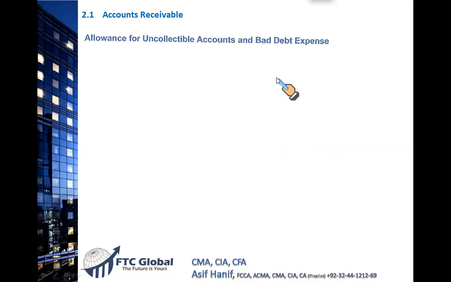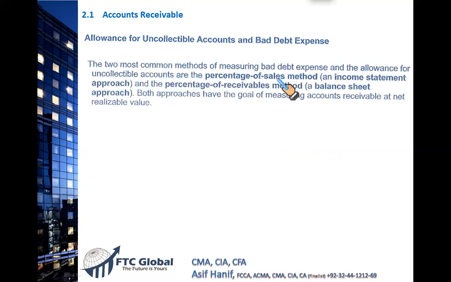All right, gentlemen, then how do we create provision? That is the question. There are two methods in your syllabus. Let us discuss them. One is the percentage of sales method, also sometimes called the income statement approach. The other one is called the percentage of receivables method, also called the balance sheet approach. These are two distinct, very different approaches, gentlemen. Please focus and see what I'm going to do.